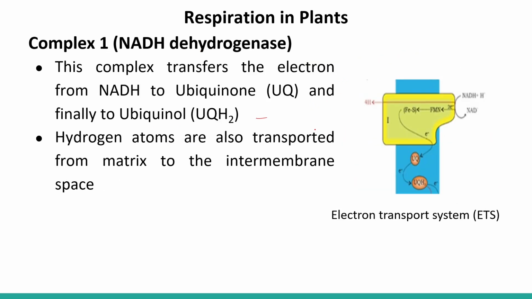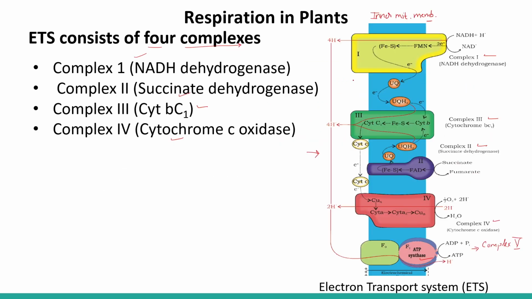Alright, so if we look at this figure, during the downward transfer of electrons, protons get accumulated in the intermembrane space. This is the intermembrane space. This is the matrix of the mitochondria. Now what happens? This was complex 4. Oxygen accepts the electrons and protons, gets converted into water.